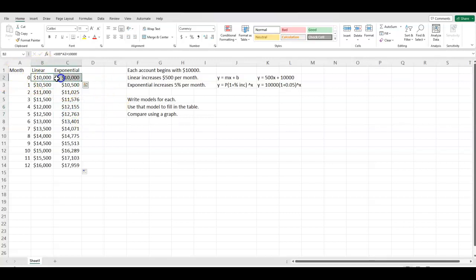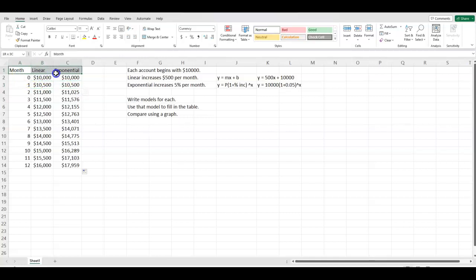You'll notice initially they're the same. The first month is the same because 5% of 10,000 is 500. But after that is when the values change. Now we can compare pretty easily. We can see very quickly that the exponential model yields more over time.